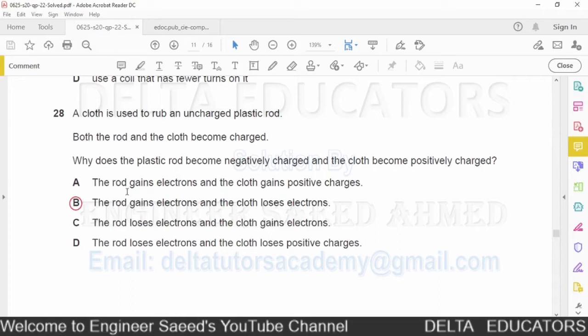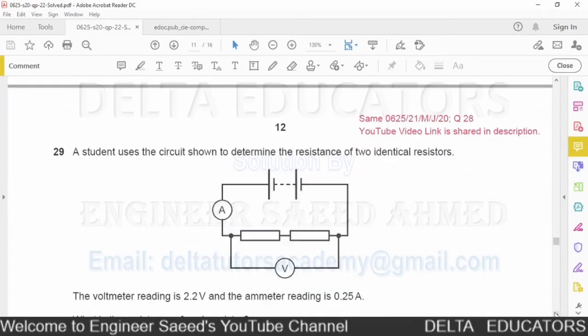Option B, the rod gains electrons and the cloth loses electrons. Yes, it is the correct option. The rod will gain electrons and become negatively charged, whereas the cloth will lose electrons and become positively charged because of deficiency of electrons. So the correct option is option B. Question number 29 is again the same.